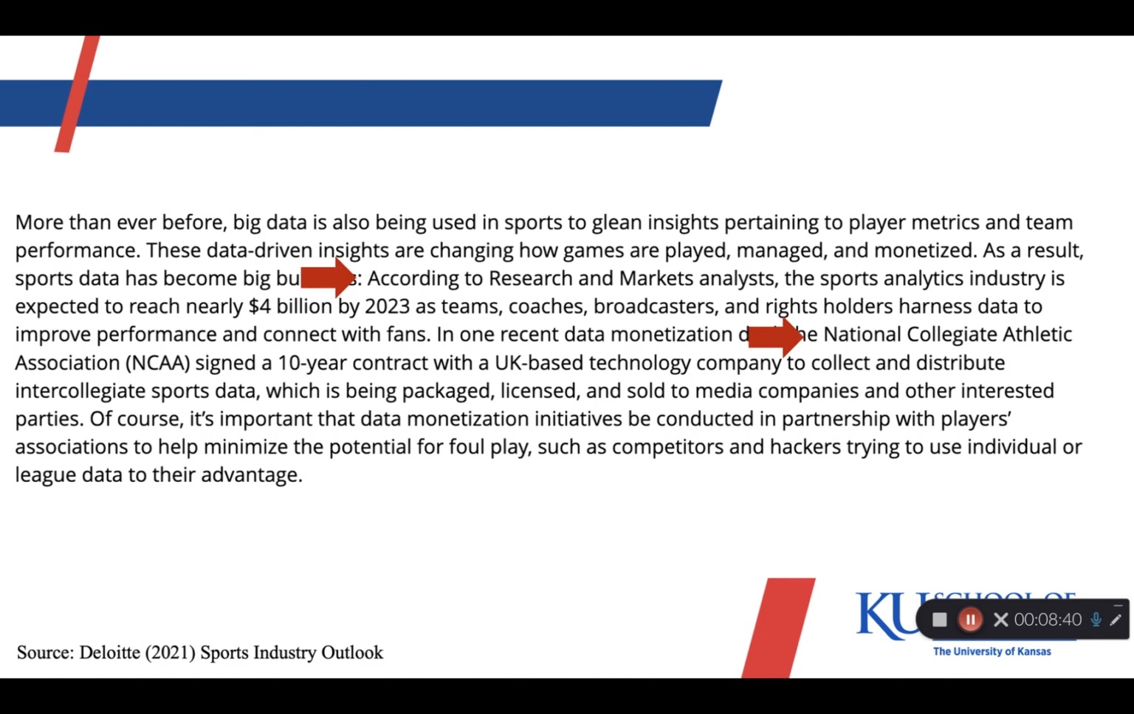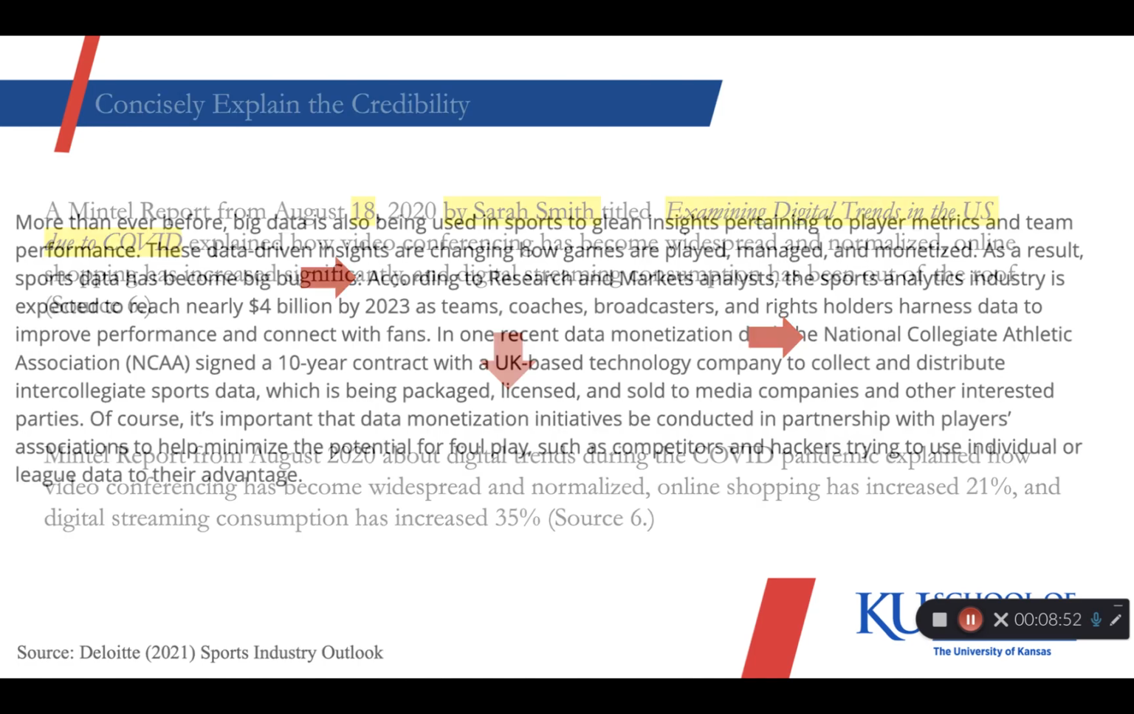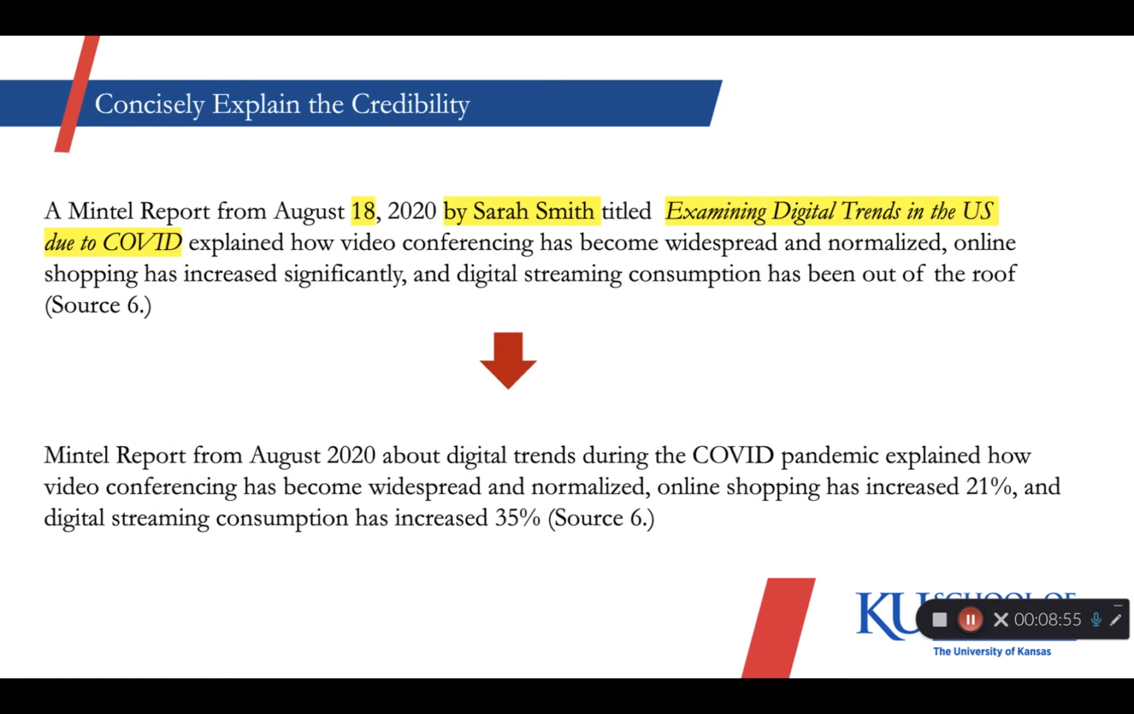The Deloitte Sports Industry Outlook uses the organization names here to concisely explain the credibility. This sentence shows how to concisely demonstrate the source credibility by removing unnecessary information. Here, the credibility is shown from the source title, Mintel Reports, so you can remove the name Sarah Smith. The complete article title is not necessary here. Using article titles often makes the writing wordy.